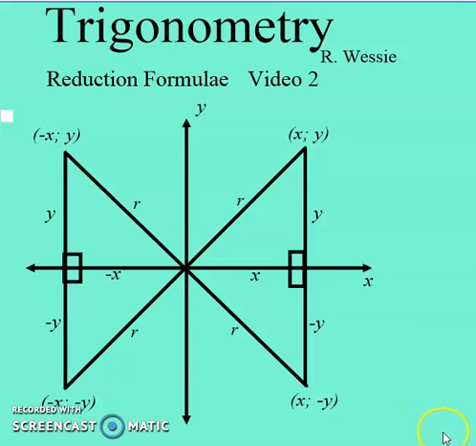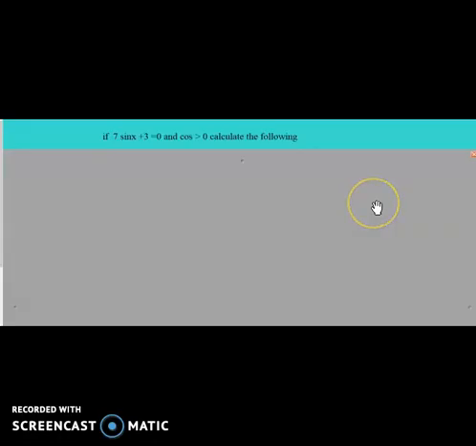We continue with our trigonometry. This is video 2 of the reduction formulae. Our first sum tells us that if 7 sine x plus 3 is equal to 0 and cos is greater than 0, calculate the following. For most learners or students, this will look very intense.